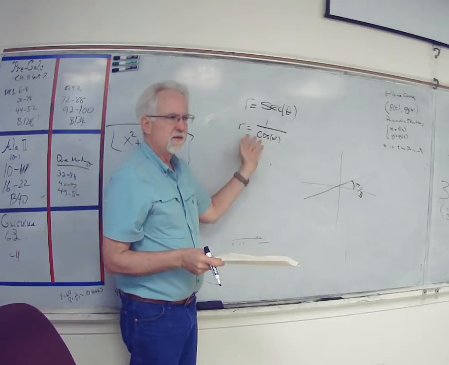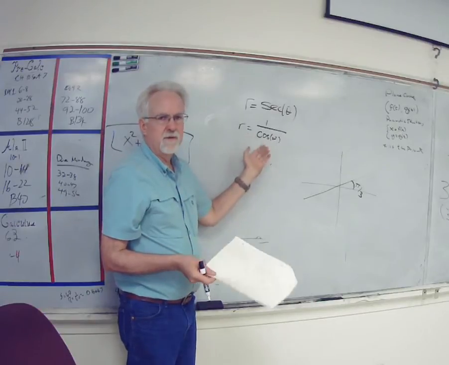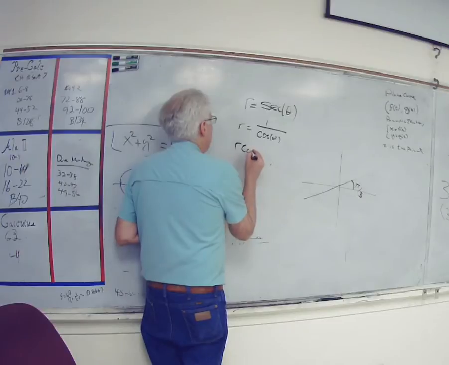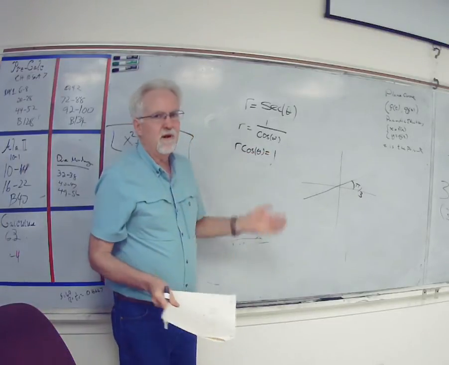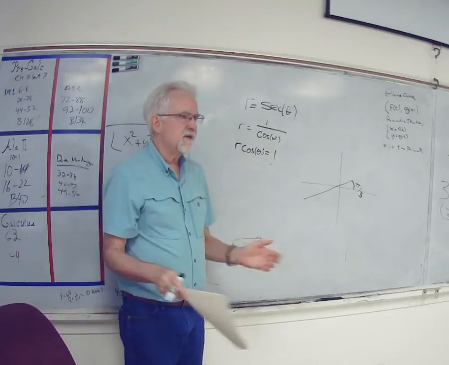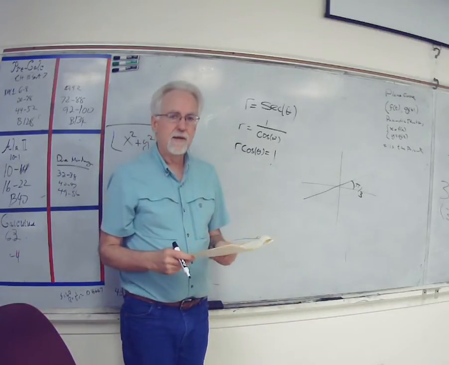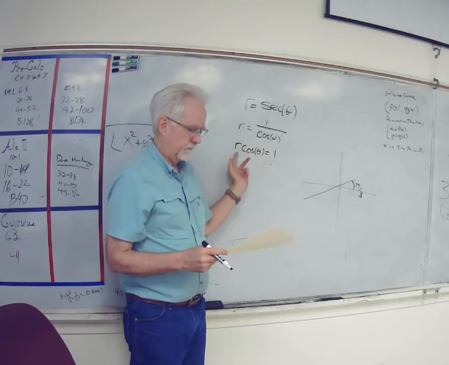Now, what would make sense to do? Do we like denominators? No. So you would multiply both sides of the equation by cosine theta. I like to clean things up before I even do the problem. I hate denominators. I like to get rid of secants. I like to get rid of denominators. All right, now we got to think about the r and the theta.